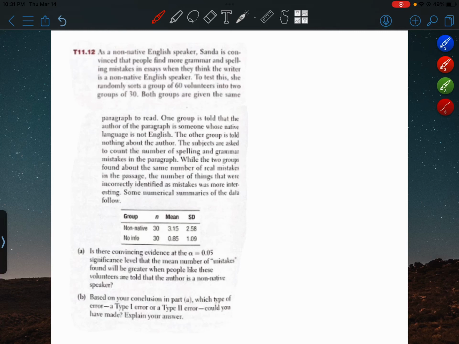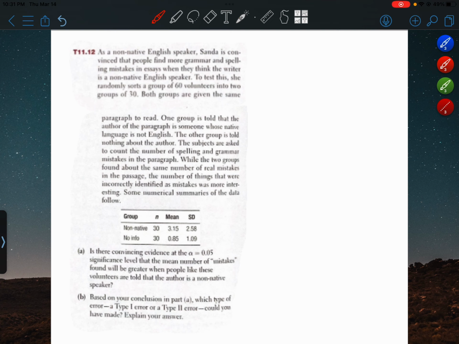T11.12. As a non-native English speaker, Sanda is convinced that people find more grammar and spelling mistakes in essays when they think the writer is a non-native English speaker. To test this, she randomly sorts a group of 60 volunteers into two groups of 30. Both groups are given the same paragraph to read.